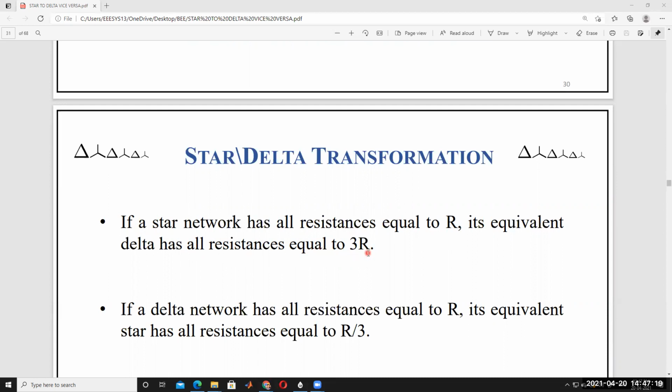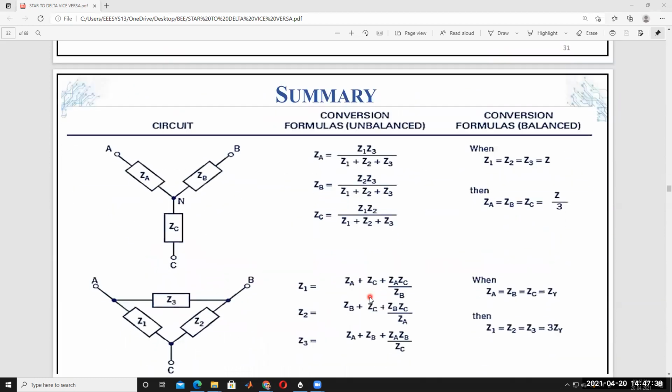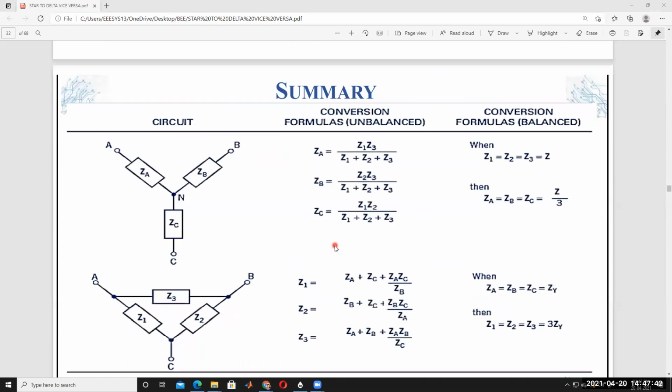If the delta network has all resistances equal to R, that is, RAB is equal to RBC is equal to RCA is equal to R, it is equivalent to a star with all resistances equal to R by 3. So like this, try to construct this summary of delta to star and star to delta.